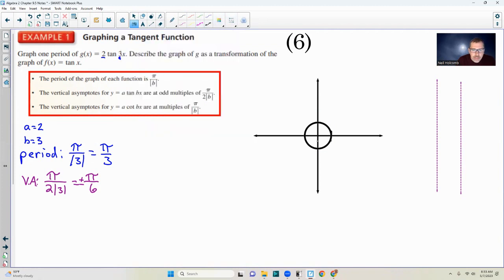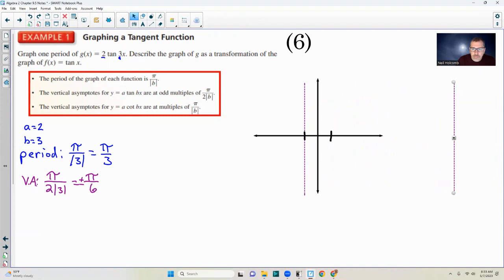Right here is one, and right here is the other. I'm just using a unit circle, or a circle, just to get these the same distance apart. And I'm going to move my vertical asymptotes to those locations. So obviously you draw these with a ruler on paper. And what are those locations?